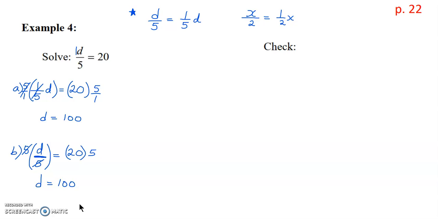Now, if we want to do a check for this question, it's the same as we've always done. We substitute for d, so we take 100 where d is in the original equation, 100 divided by 5 is equal to 20, and 100 divided by 5 is 20, so we have a balanced equation. We know that our solution is correct.